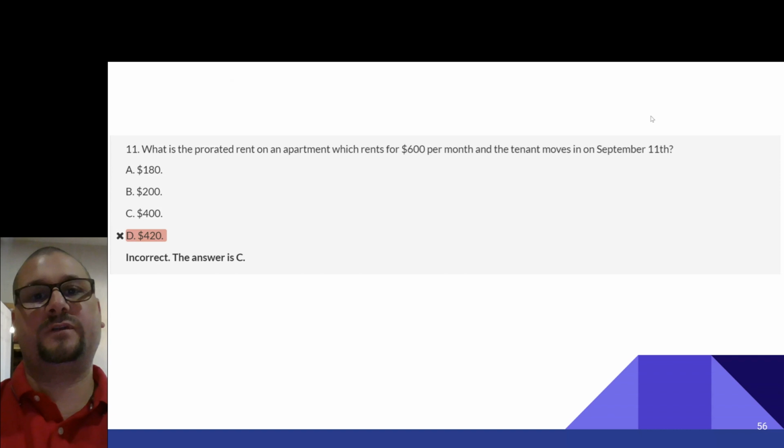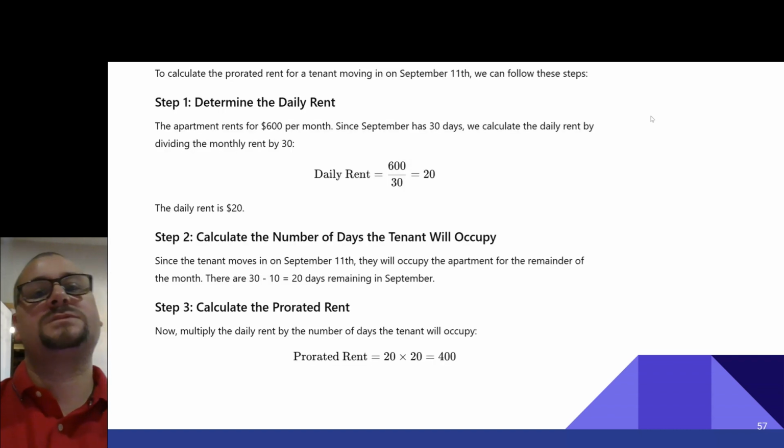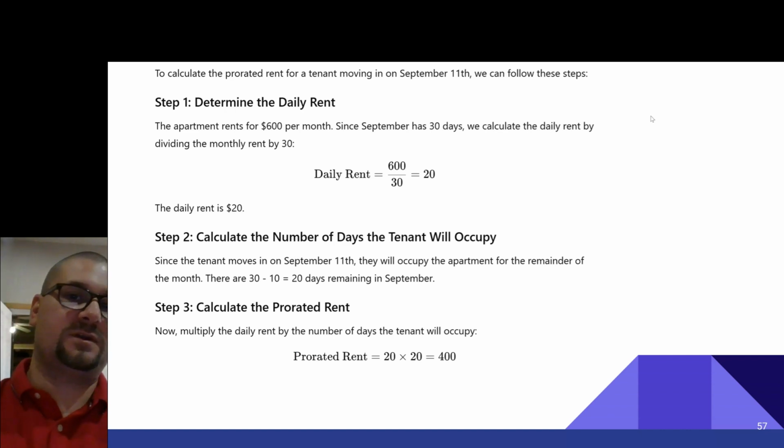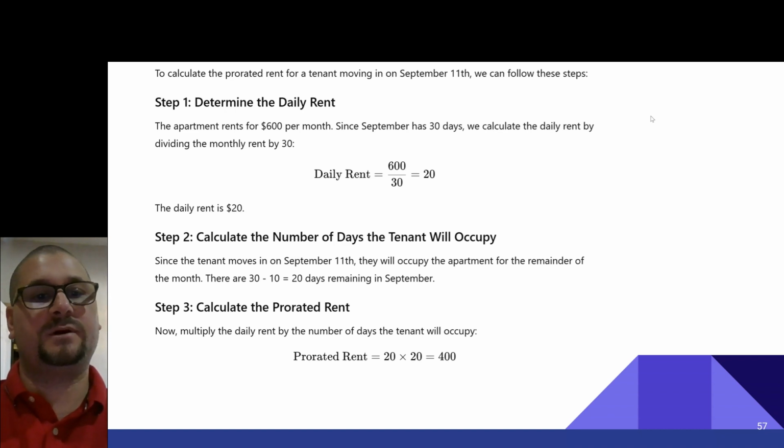So here they're moving in on September 11th. So what's the daily rent? So $600 divided by 30. There's 30 days. That's $20 per day. This tenant moves in on September 11th. They will occupy the apartment for the remainder of the month.